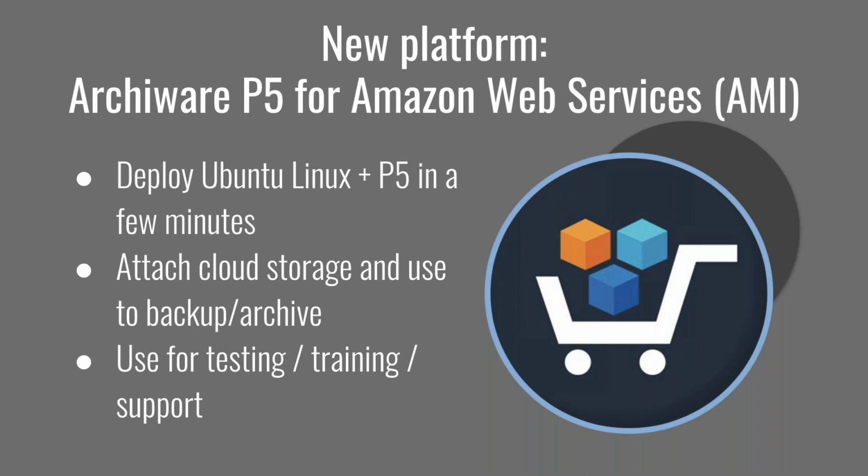where many different vendors are selling and providing their products. Specifically, this is an Ubuntu Linux machine with P5. It comes with enough cloud storage attached to run a cache to push data into Amazon S3, for example. And it's a great way of having P5 running very quickly for testing and training and support cases, as well as deploying it in the cloud for a customer to actually archive and back up their data too.